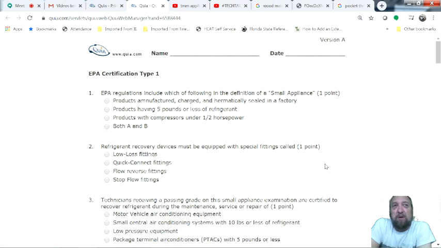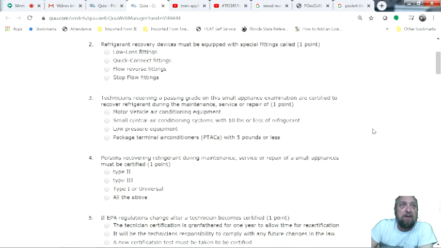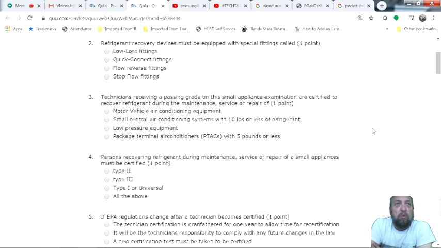What do you think the answer is for number one? Both A and B. Very good, Greg. That it is manufactured and charged, hermetically sealed from the factory, and it contains 5 pounds or less refrigerant. Number two, refrigerant recovery devices must be equipped with special fittings called, we talked about them. Remember the hoses I showed you with a little handle on them? Low loss fittings. That is correct.